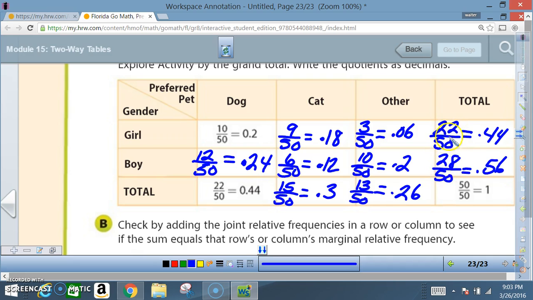Now the things that you should notice is, one, when you're adding going across here, this plus this should give you 0.44. This plus this should give you 0.56. Going down, this plus this should equal 1. This plus this should be 0.26. This plus this should be 0.3. And this plus this should be 0.44. And of course, going across this way, 0.44 plus 0.3 plus 0.26 should get a 1.